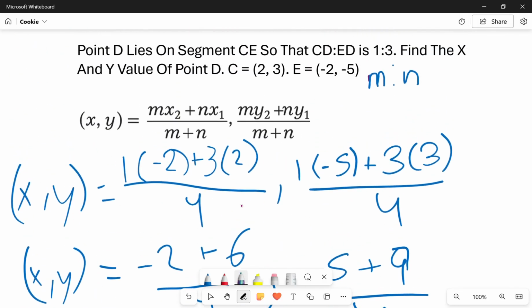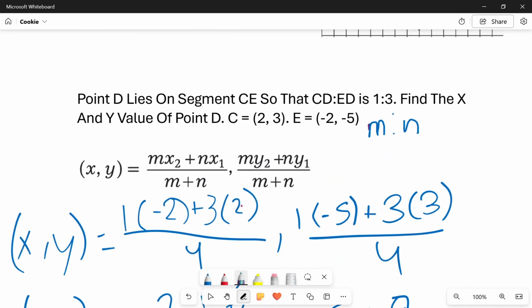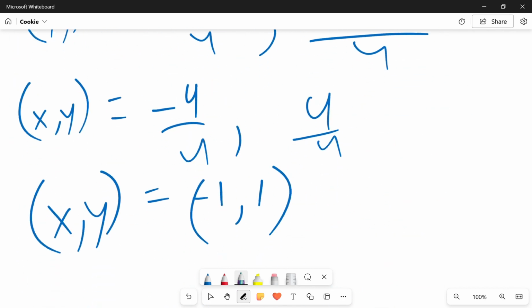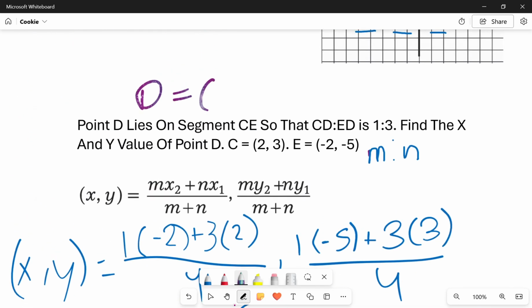So in the end, D is equal to -1, 1. We're done here. Then so we got our answers to all of our questions.